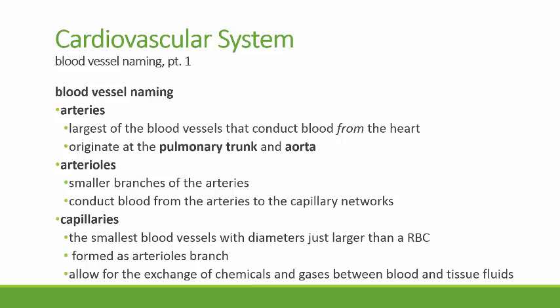So these are the smaller branches from the arteries, and they conduct blood from the arteries out to the capillary networks. So arterioles continue to branch and branch repeatedly, forming eventually, as they get small enough, the capillaries. These are the smallest blood vessels that we find. Their diameters may be only just a little bit larger than a red blood cell. And it's the capillaries whose construction allows the exchange of chemicals and gases between the blood and the tissue fluids.